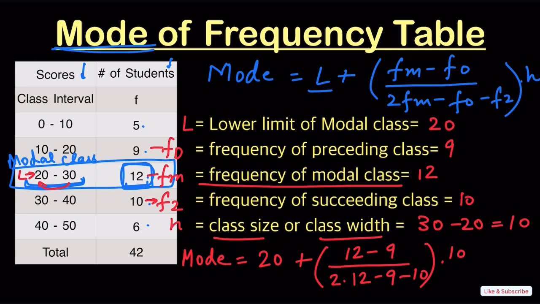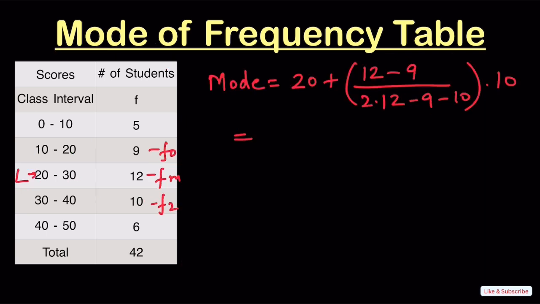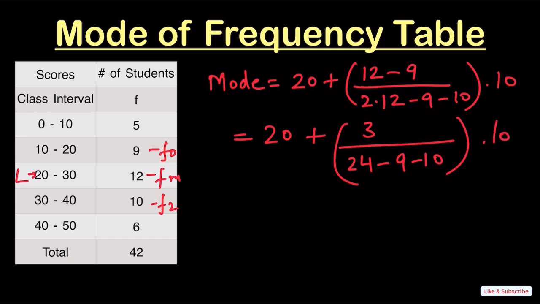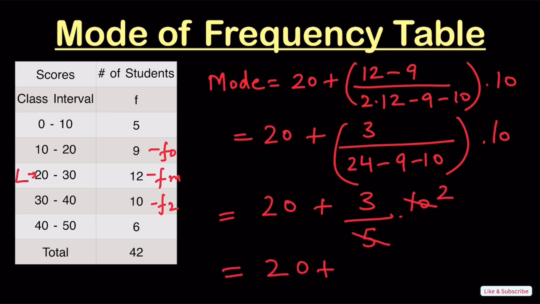Now we need to solve this. Let me erase all the other things, whatever is here. Now let's solve this. It's 20 plus, now what's 12 minus 9? That's 3. In the denominator, 2 times 12, that's 24, minus 9 minus 10, times 10. So 20 plus 3 over, now what's 24 minus 19? That gives us 5, times 10. How many times does 5 go into 10? That's twice. 20 plus, what is 3 times 2? That gives us 6. That gives us 26 as the answer for the mode of this data.